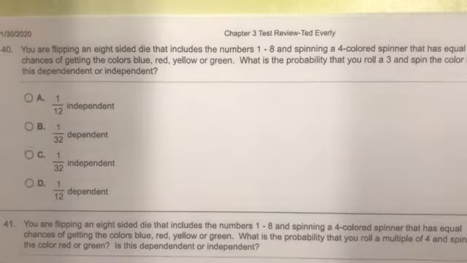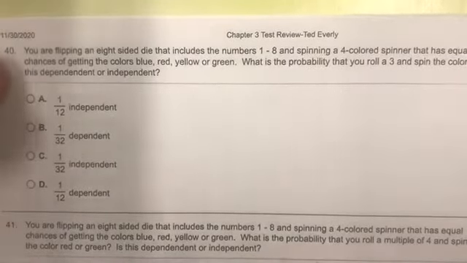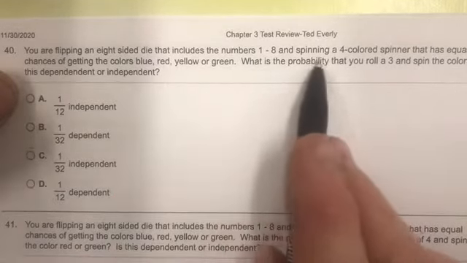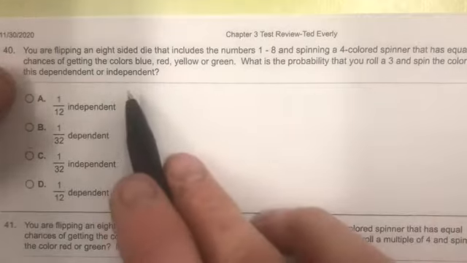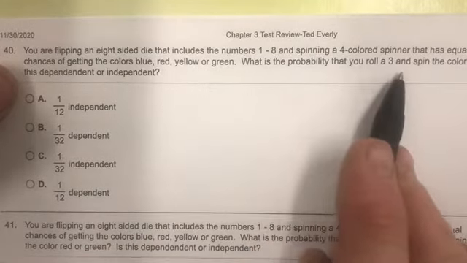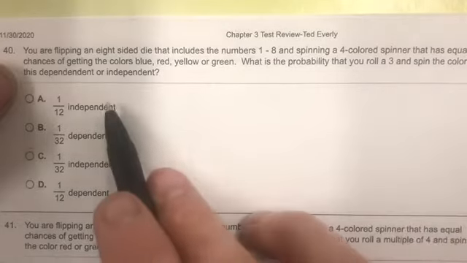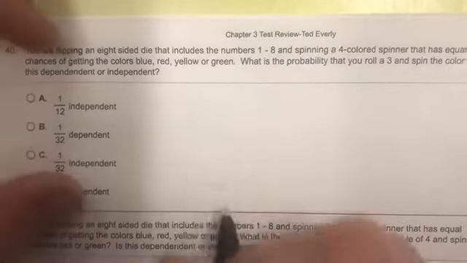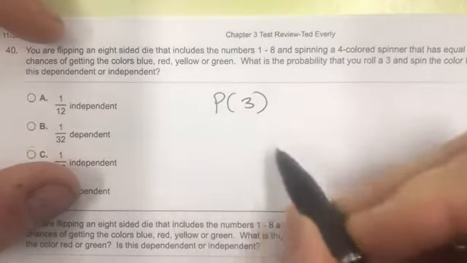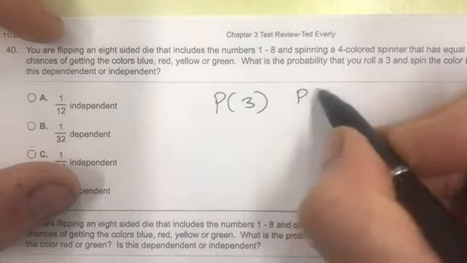Now 40. Flipping an 8-sided die that includes numbers 1 through 8 and spinning a 4-colored spinner that has equal chances of getting colors blue, red, yellow, and green. What's the probability you roll a 3 and spin the color blue? Is this dependent or independent? So, the probability you get a 3, and then the probability that we spin blue.